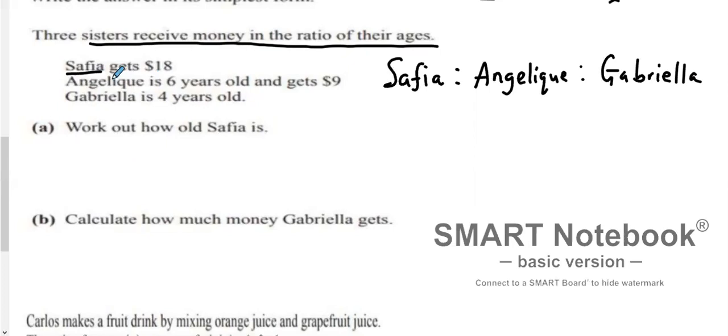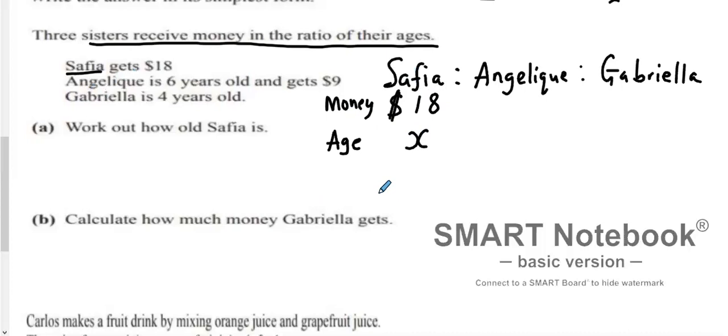Okay, Safia gets $18, but how old is Safia? So we have 2 things: we have money and we have age. We should be very careful. Okay, we have money and age. So Safia gets $18. That's the money. But how old is Safia? That we don't know. So let us keep it as X.